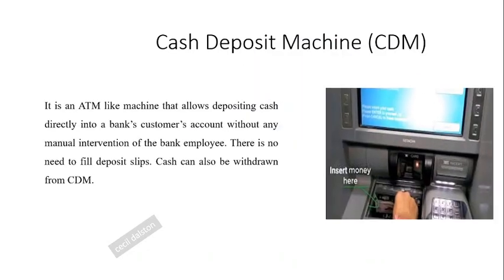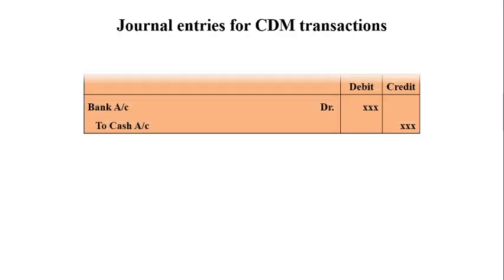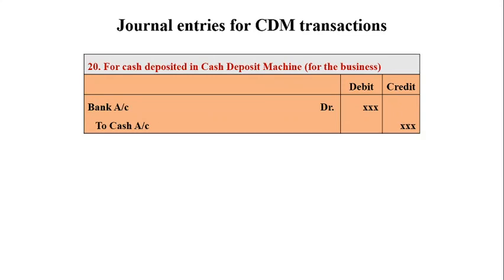CDM, cash deposit machine. It is an ATM-like machine that allows depositing cash directly into a bank's customer's account without any manual intervention of the bank employee. There is no need to fill deposit slips. Cash can also be withdrawn from CDM. Now let us see the journal entries for CDM transactions.